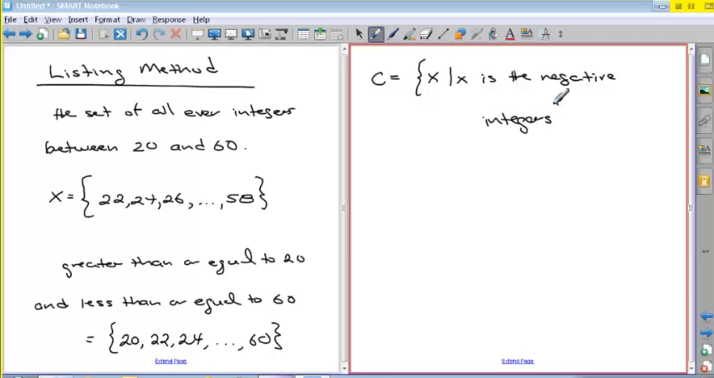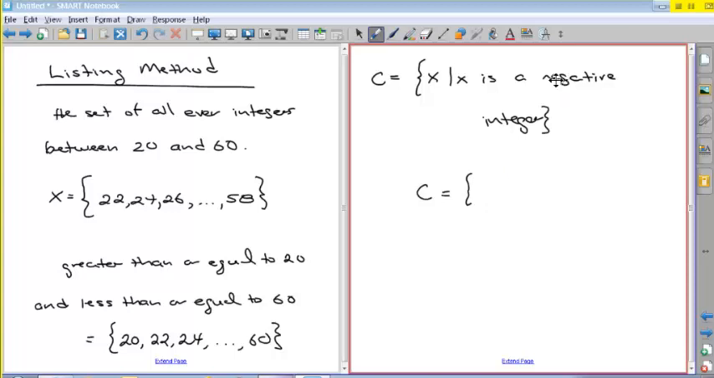So what this reads as is C is a set of all x such that x is a negative integer. I guess I could just say that. If I said to do it in the listing method, this is set builder notation. The listing method again is this. I'd say C is equal to, and then I put the bracket.